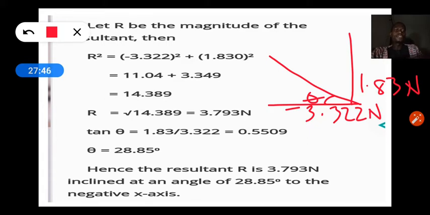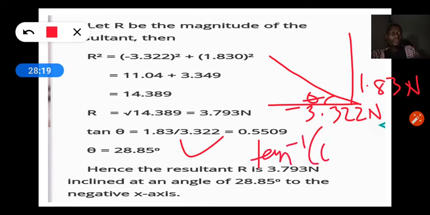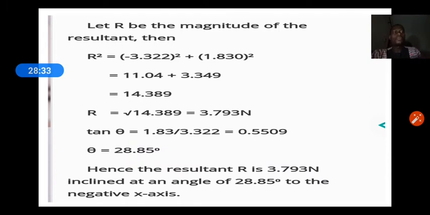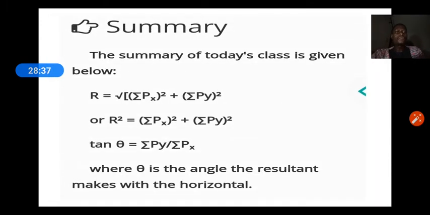So 1.83 over 3.22 gives us that value, and if you simplify, I'm going to have 28.85. You have a question? The negative is actually just showing direction, just to show us the direction of the force. So if I find arctan of 0.5509, my answer will give me this. I think we have done justice to the examples we have today.